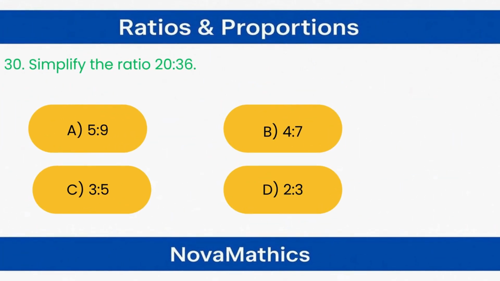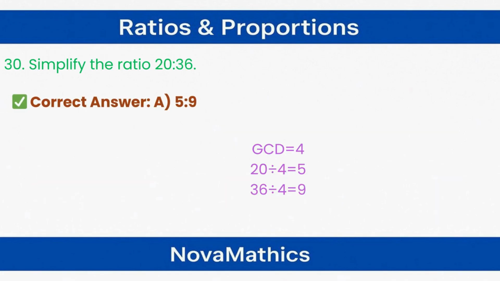30. Simplify the ratio 20 to 36. Divide by 4 to get 5 to 9.